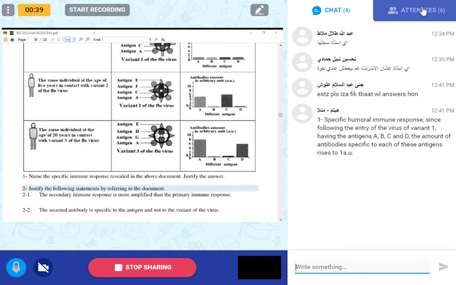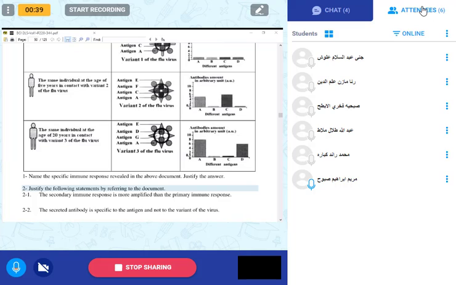Okay, by using the documents. Let's see. The secondary immune response is more amplified than the primary immune response. Prove it. Since the amount of antibodies in the second immune response was higher than the amount of antibodies against antigens in the first immune response. Which example will you use to prove this?